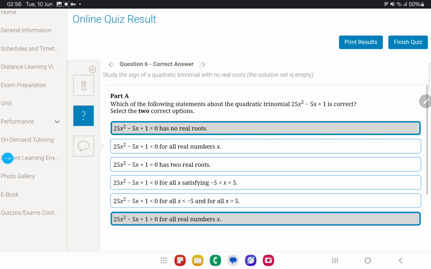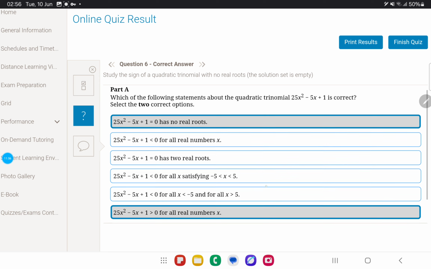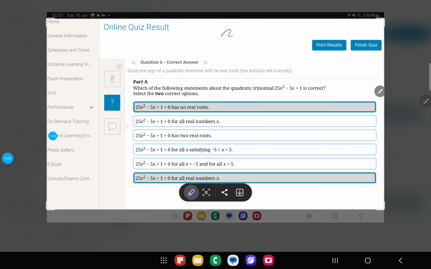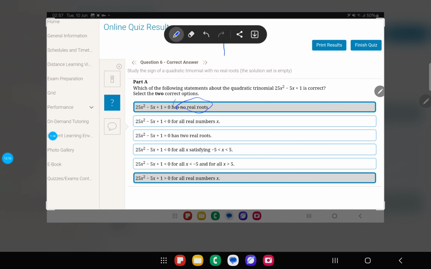Now for question 6. Which of the following statements about the quadratic trinomial 25x squared minus 5x plus 1 is correct? Select the two correct options. Okay. So again, you're gonna do the discriminant, mod 5, 3... 25 minus 5 plus 1. You're gonna get complex numbers, so you can say that it has no real roots. Whatever number it is with an i, it has no real roots, okay? Only complex ones. They're not asking for complex, they're asking for real roots.